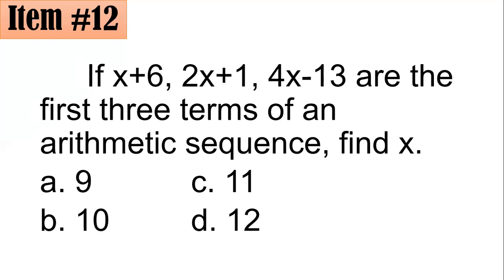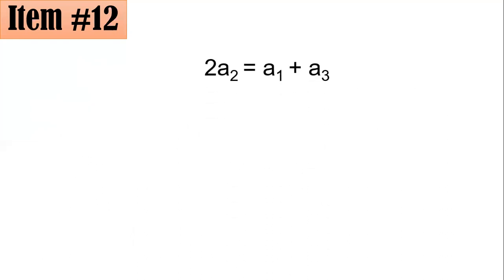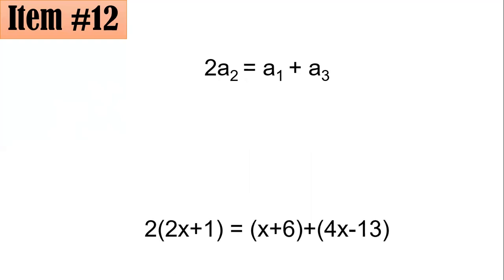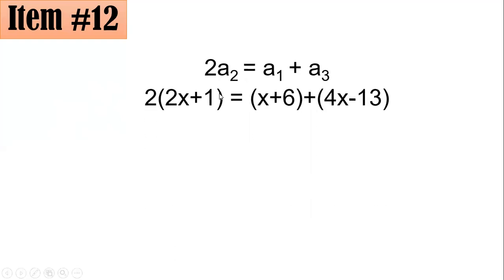So always remember this. If you are given the first 3 terms of an arithmetic sequence, then remember that twice the middle number, or 2a sub 2, is equal to the sum of the first and the third term, which is a sub 1 plus a sub 3. And from the given, the second term is 2x plus 1. So you have twice of 2x plus 1 equals the sum of the first and the third term, which are x plus 6 and 4x minus 13 respectively.